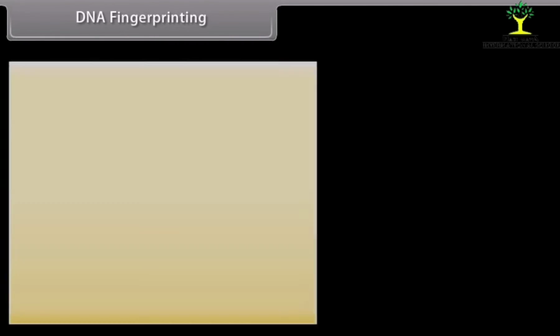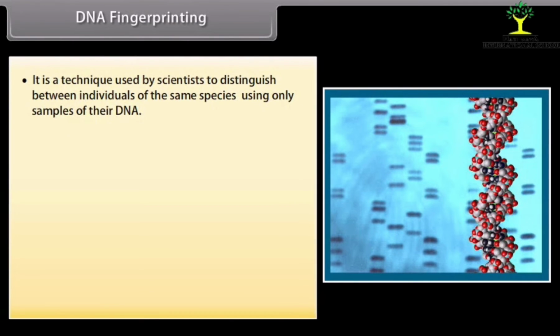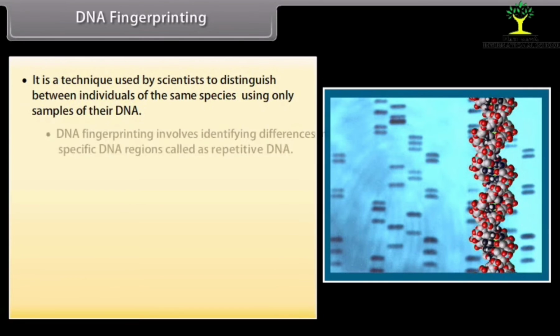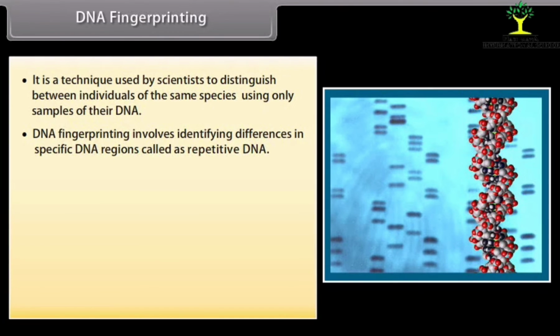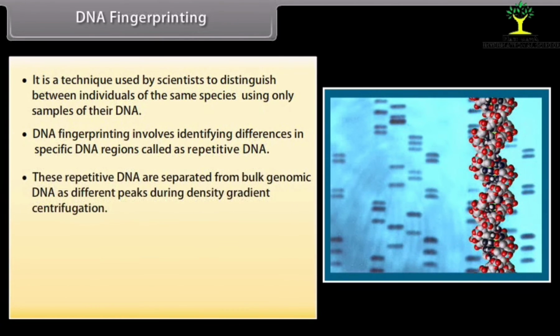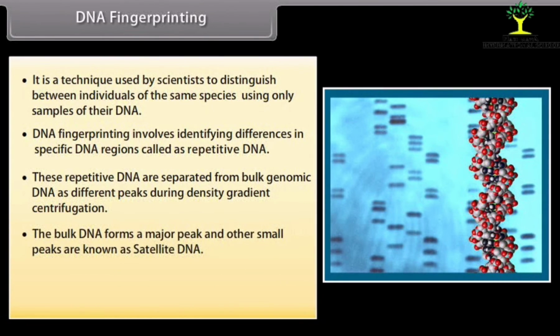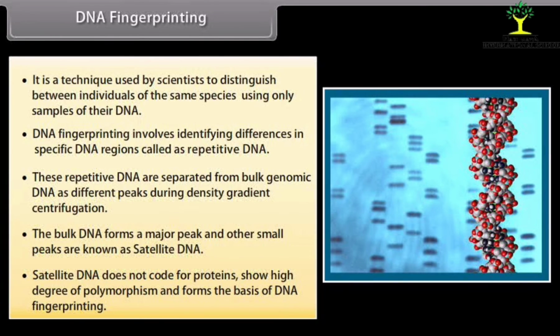DNA fingerprinting. It is a technique used by scientists to distinguish between individuals of the same species using only samples of their DNA. DNA fingerprinting involves identifying differences in specific DNA regions called repetitive DNA. These repetitive DNA are separated from bulk genomic DNA as different peaks during density gradient centrifugation. The bulk DNA forms a major peak and other small peaks are known as satellite DNA. Satellite DNA does not code for proteins, shows high degree of polymorphism, and forms the basis of DNA fingerprinting.